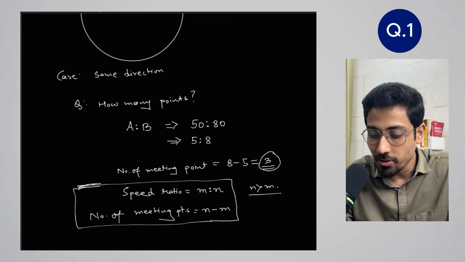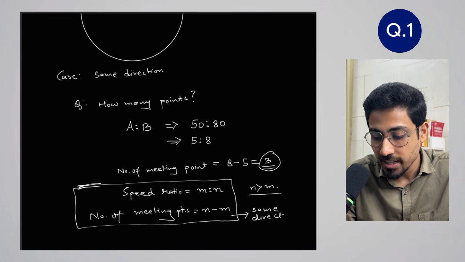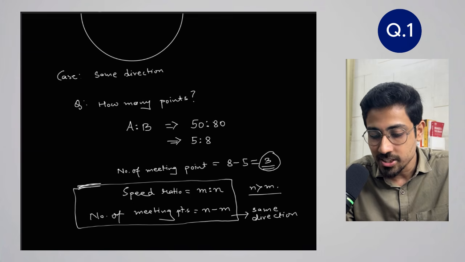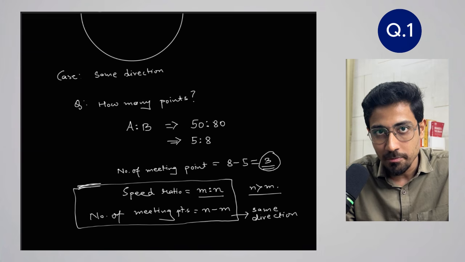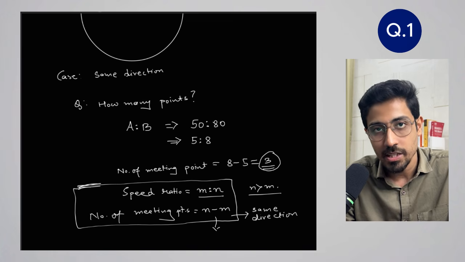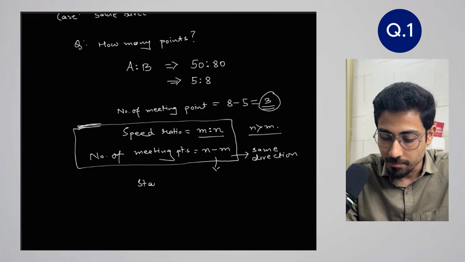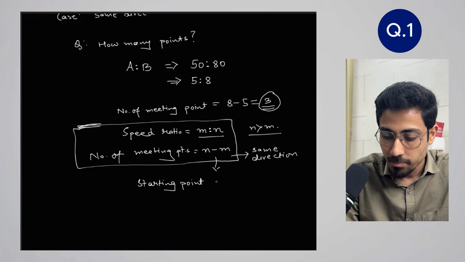One very important thing that you have to write within your notes: we are all doing this for the same direction. So please write this down as well. For same direction, if the simplest speed ratio is m is to n, and they started at the same time from the same starting point, the number of meeting points where they will meet in the circle will be n minus m, provided the starting point and time are the same.